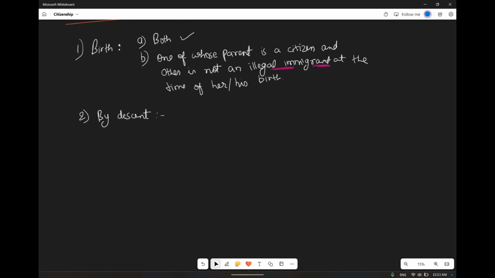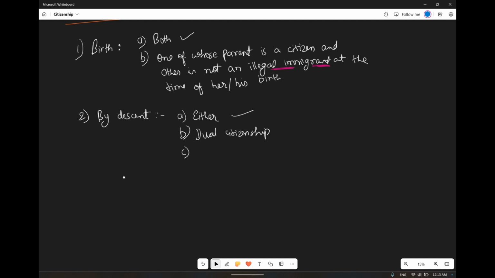Okay, the first by descent is that either of her parents should be a citizen of India. Another, dual citizenship, that I have just told how it will come, and I will tell you an interesting story about that also. And third, provided also no such birth shall be registered unless the parent of such person declares in such form and in such manner as may be prescribed that the minor does not hold the passport of another country.